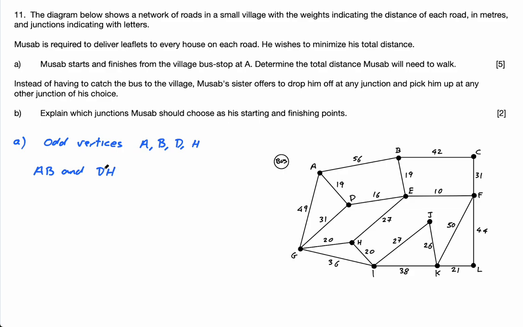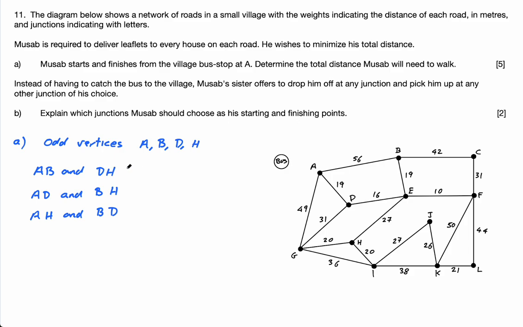So A, B, and DH. Let's just write them all out here. A, B, and DH. Then I could have A, D, and BH. Or I could have A, H, and BD. So that's the 3 different combinations. There are no other ones because I need to join 2 together. So there's only 3. It's either this, this, or this.